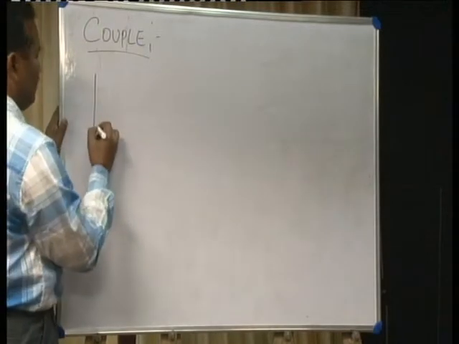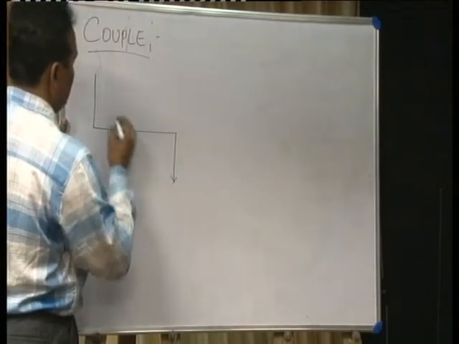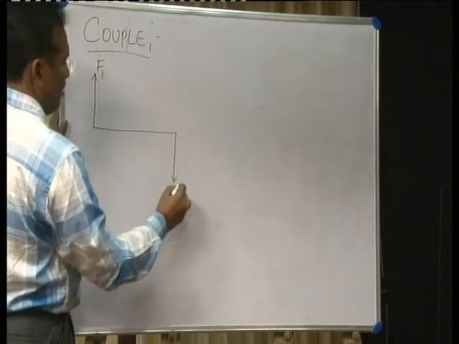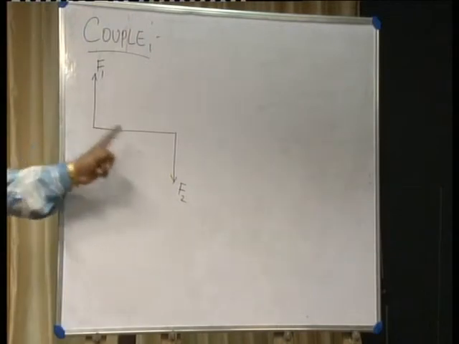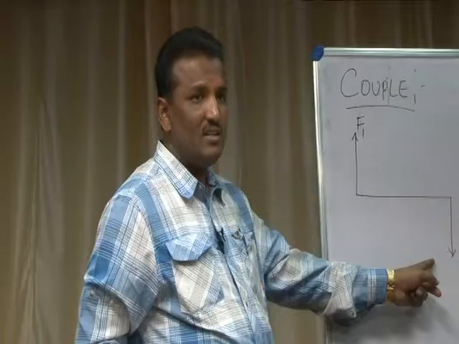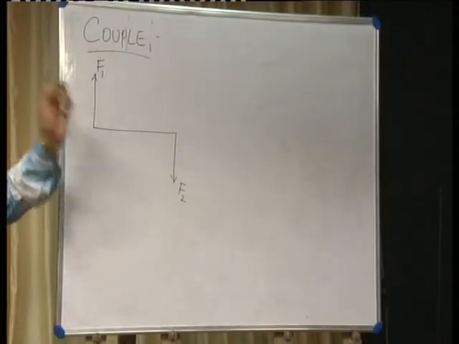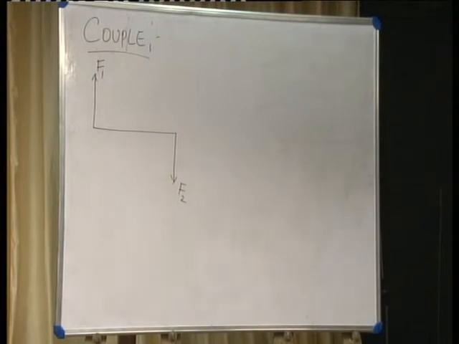Schematically you can express the couple like this. These are the two forces F1 and F2, equal, but definitely unlike parallel forces not acting along the same line, which constitute a couple. What is the effect of a couple? We say rotation. In the examination, for 1 mark, the question asks, what is the effect of a couple? You can say the effect of a couple is to produce pure rotation, of course, without any translatory motion. A couple produces only rotation, no translatory motion. So, the effect of a couple is pure rotation.